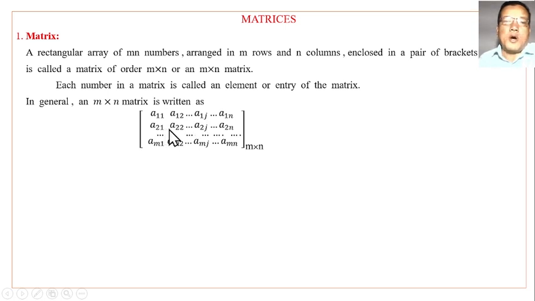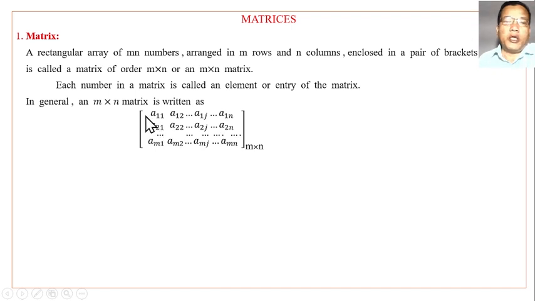Then a21, a22, a2j, a2n is the second row. Then a m1, a m2, a mj, a mn is the m-th row.